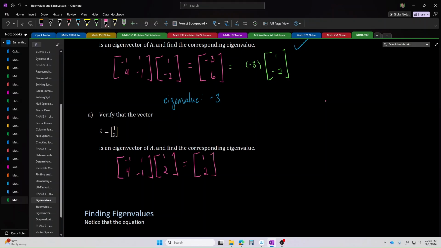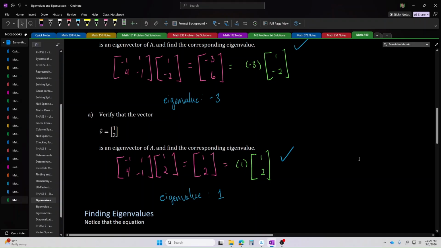So what we've gotten here is actually pretty interesting. What we've gotten is an exact copy of the vector that we originally had. So we can think about this as the number 1 times the vector (1, 2). And so we do have an eigenvector in this case, and the eigenvalue would be equal to 1 here, because A times V is equal to 1 times V.